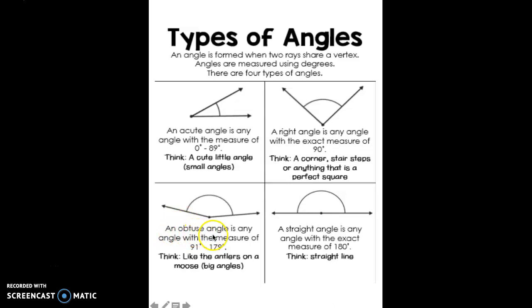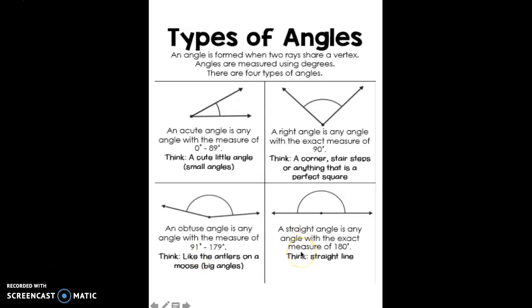The next is an obtuse angle. An obtuse angle is any angle with a measure of 91 degrees to 179 degrees. Think of the antlers on a moose. They're big antlers, or big angles.